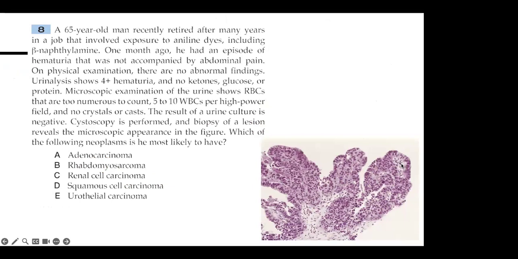recently retired after many years in a job that involves exposure to aniline dyes, including beta-naphthylamine. One month ago, he had an episode of hematuria that was not accompanied by abdominal pain. On physical examination, there were no abdominal findings. Urinalysis shows 4+ hematuria, really bad hematuria, and no ketones, glucose, or protein. Microscopic examination shows RBCs too numerous to count, 5 to 10 WBCs per high power field, and no crystals or casts. The result of the urine culture is negative. Cystoscopy is performed, and the biopsy of the lesion reveals the microscopic appearance in the figure. You can see the figure right here. Which of the following neoplasms is he most likely to have?